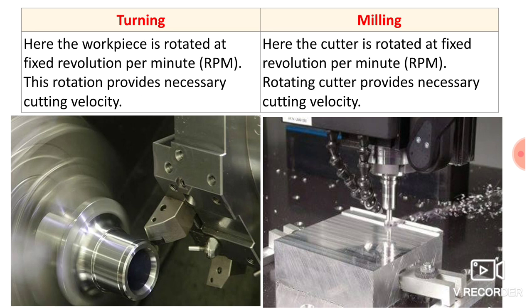In turning, the workpiece is a rotating member, whereas the cutting tool is a fixed member, whereas in milling operation, the workpiece is a fixed member and the cutting tool is a rotating member, and that rotating member, that is the cutting tool, provides the necessary cutting velocity.